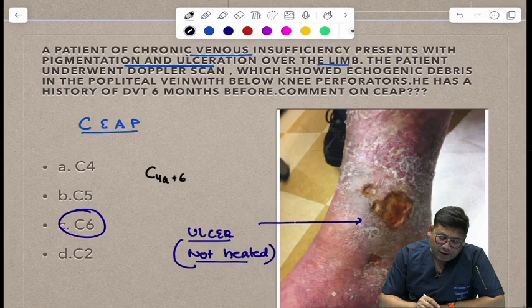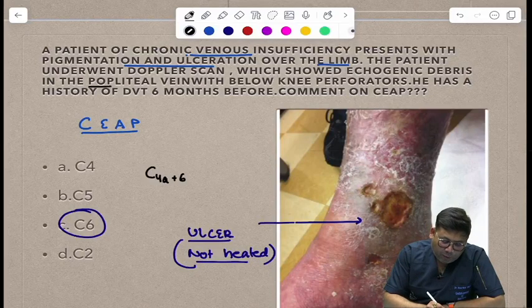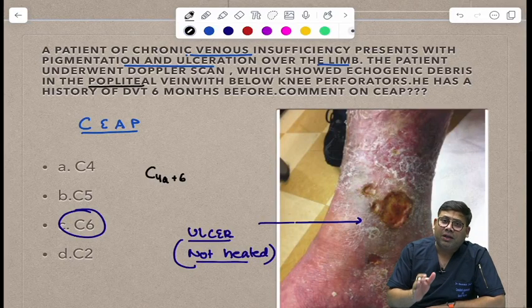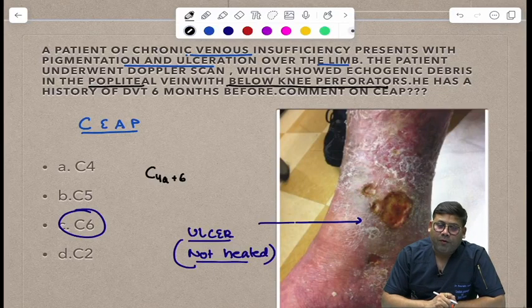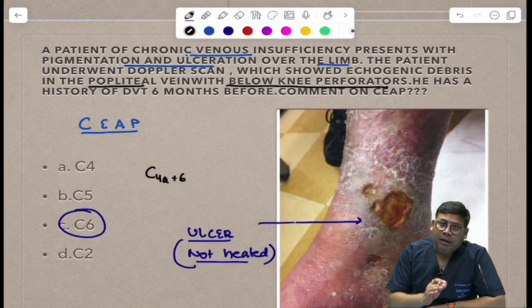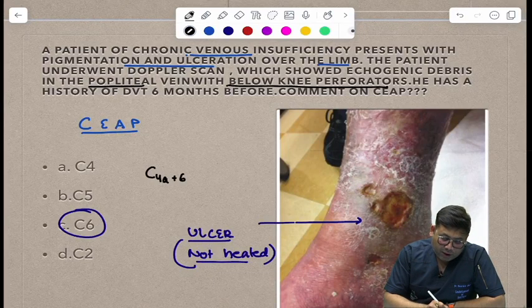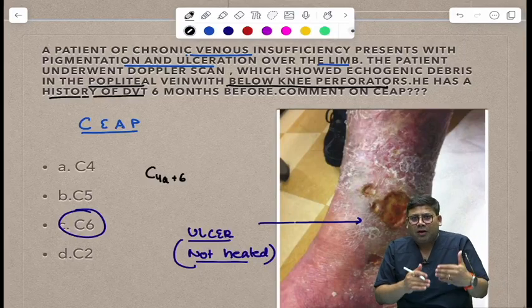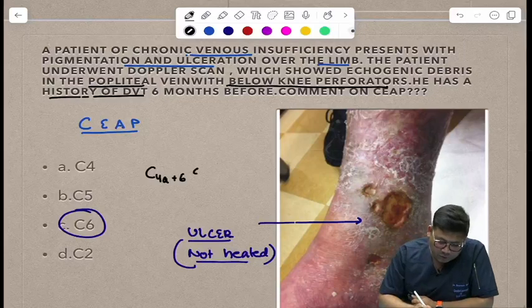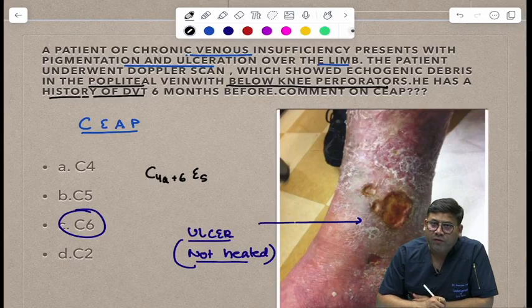The patient underwent a Doppler scan which shows echogenic debris in the popliteal vein. Which system is the popliteal vein? Deep venous system. Now with below-knee incompetent perforators, some perforators are also not working, and the popliteal vein is not working. The patient has a history of DVT. Now see, when is this happening? By birth? No. Is there a cause? Yes, after DVT. So etiology is secondary to DVT.